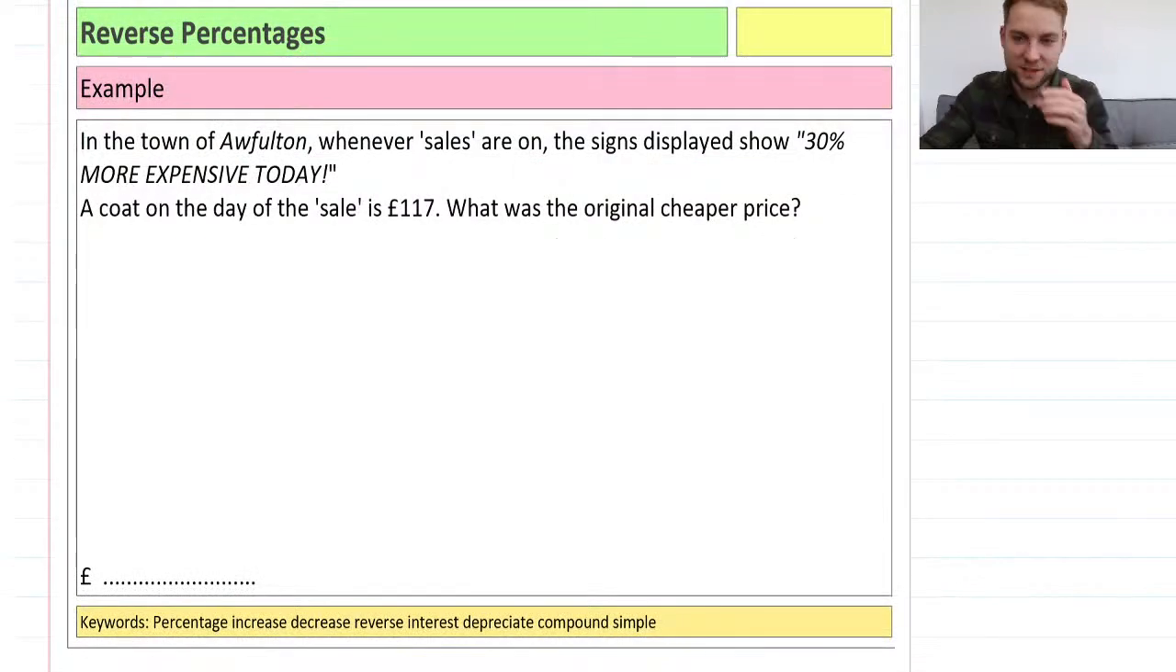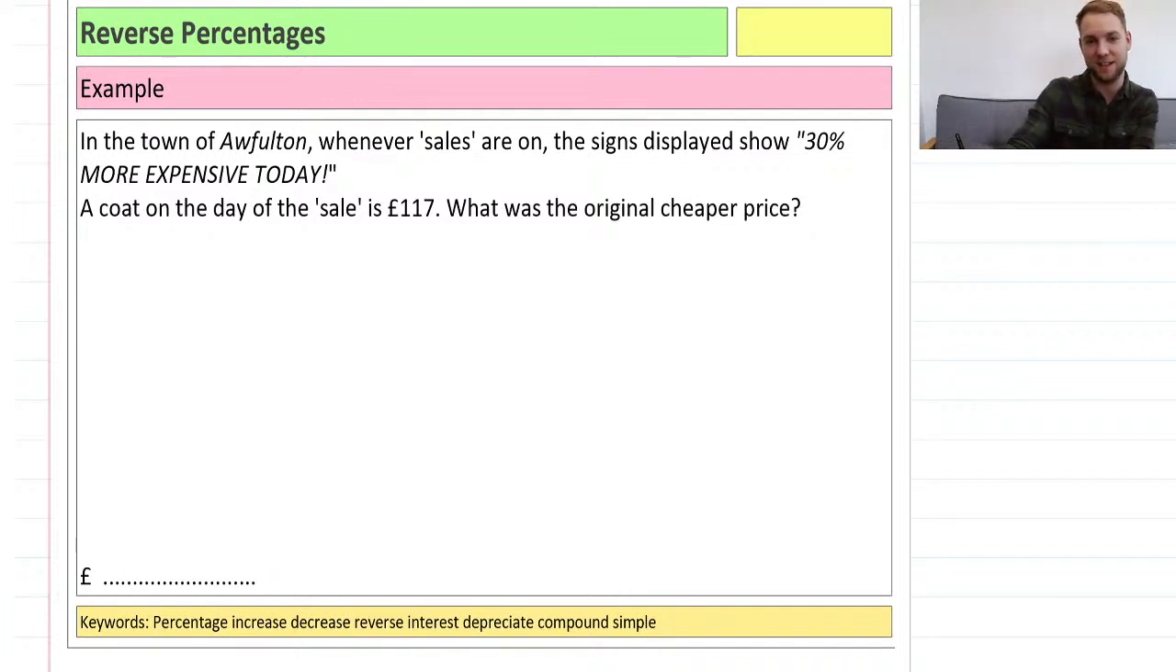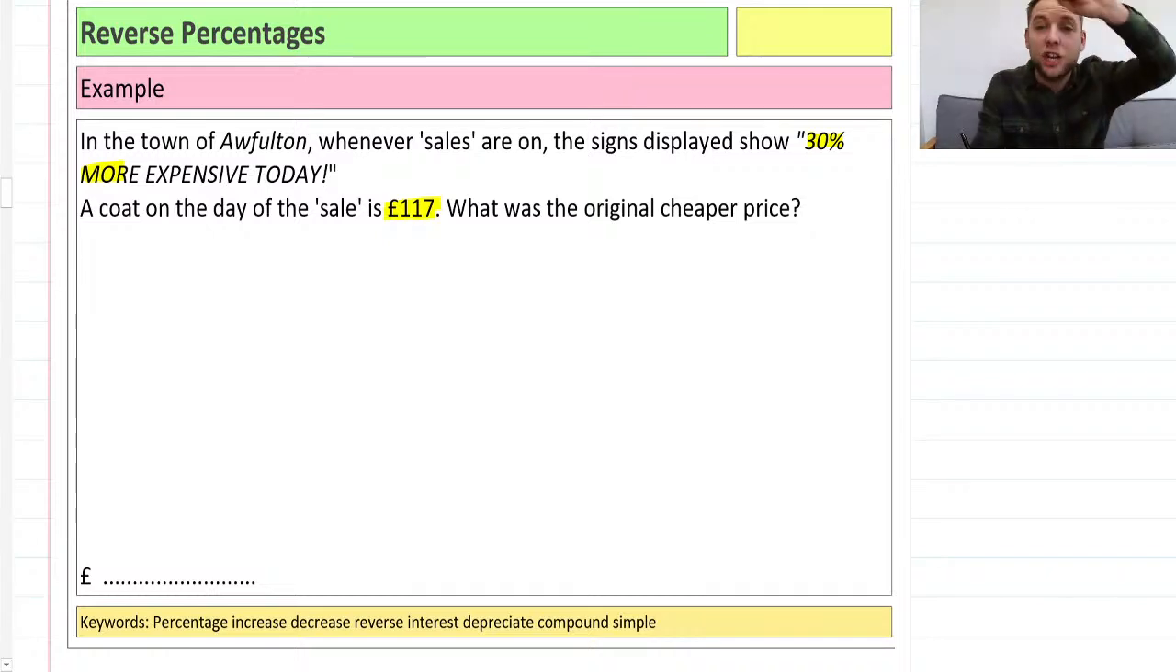So let's have a little go at this one. There was a little trick in this one, wasn't it? So in the town of Orvilleton, whenever sales are on, the sign displays 30% more expensive. So in Orvilleton, the sale makes it more expensive. That's what they're saying here. It's a bit of a trick, isn't it? So it's 30% more. That's important. And the coat is on sale, in quotation marks, that day for this. What was the original cheaper price? So it's a little bit of a trick there, isn't it?